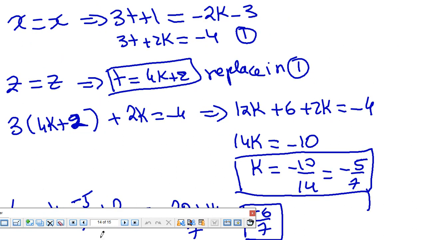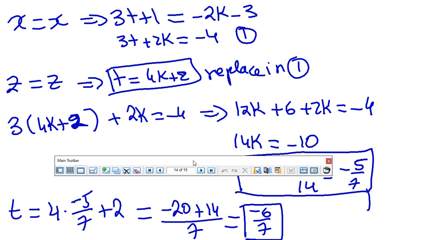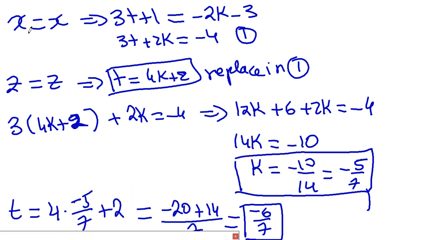Let's see that. If I solve x equal to x, it will give me 3t plus 1 equal minus 2k minus 3. So this is the first equation. And if I solve z equal to z, it gives me t equal 4k plus 2. And now this is a new system. I will do it by substitution. I will replace t by 4k plus 2. So I'll have 3 times 4k plus 2 plus 2k is equal to minus 4. And then I will solve for k. I got k equal minus 5 over 7.